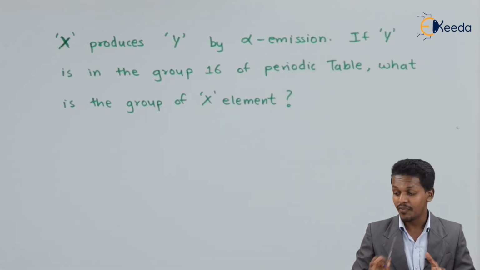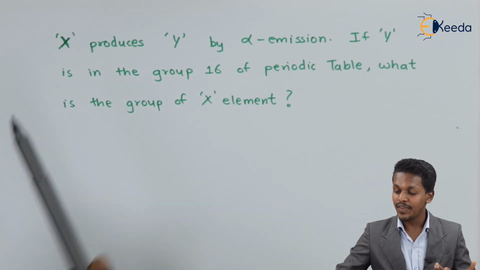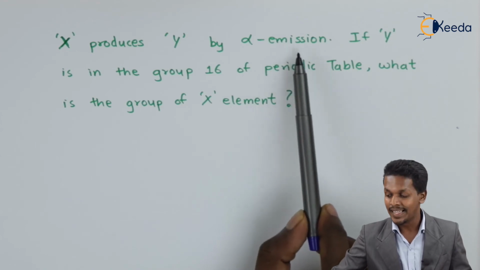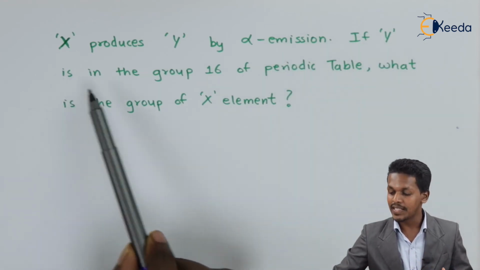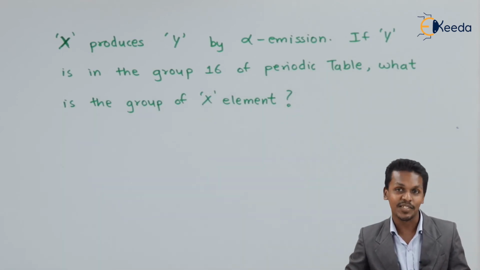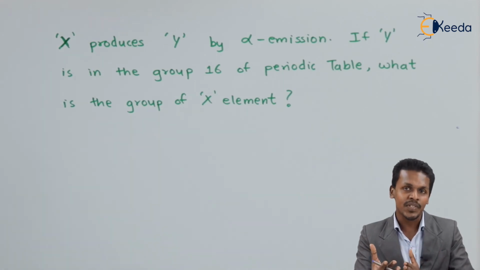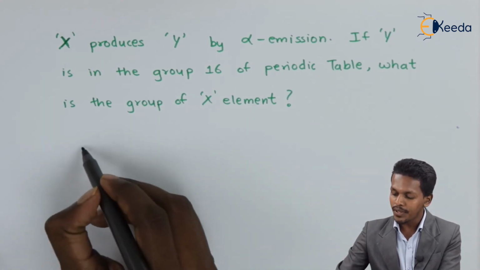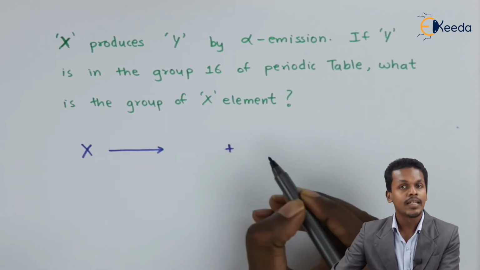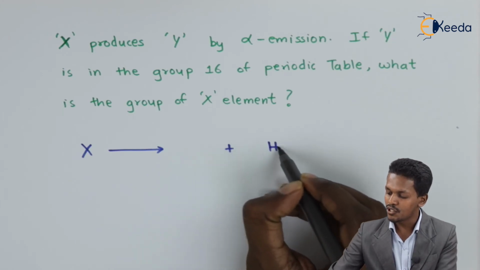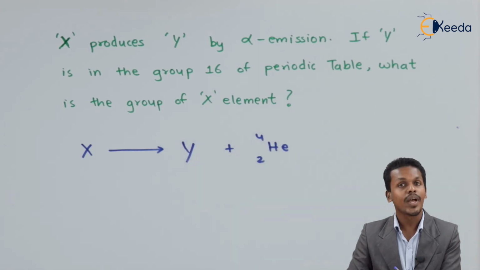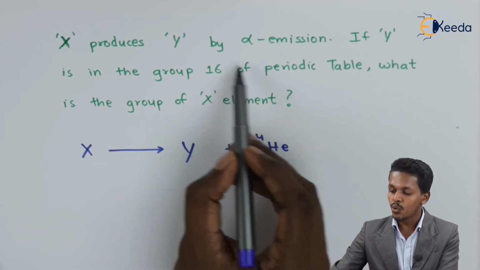In this example, suppose we have an element X, and X produces Y by alpha emission. If Y is in group 16 of the periodic table, what is the group of element X? This is a very simple process to understand. Element X emits an alpha particle, that is He24, and produces the element Y. But Y belongs to group 16.